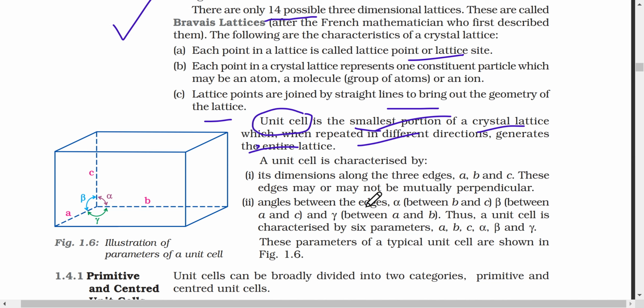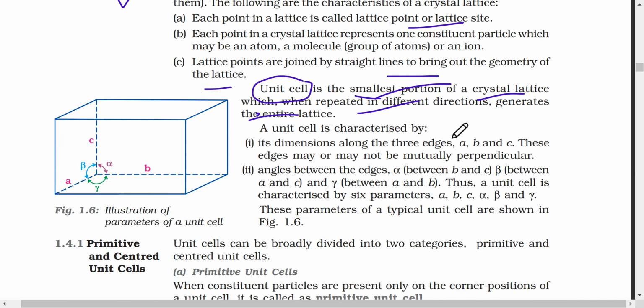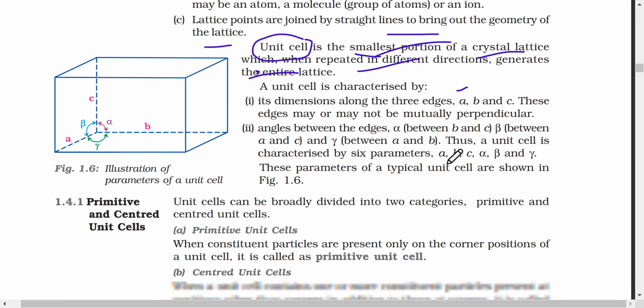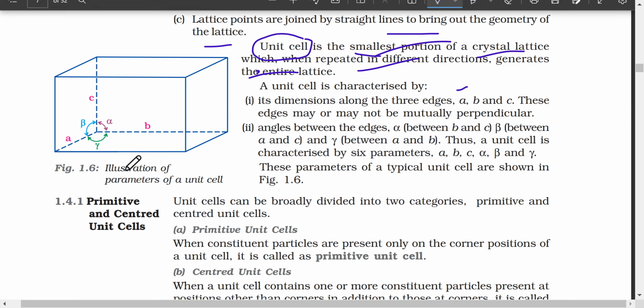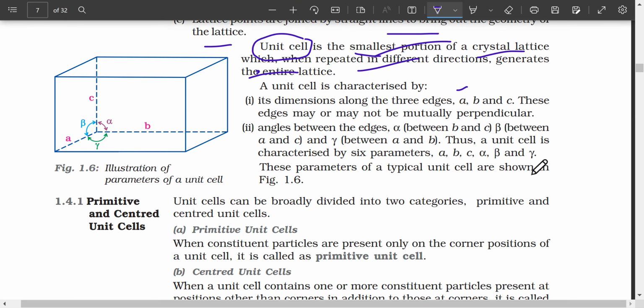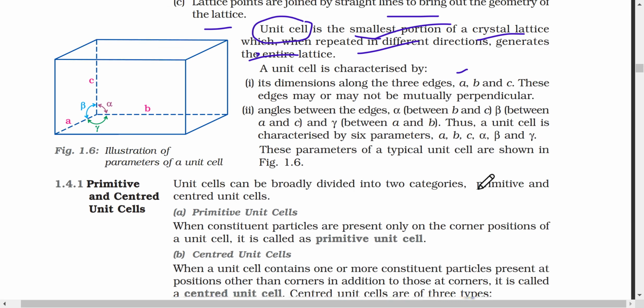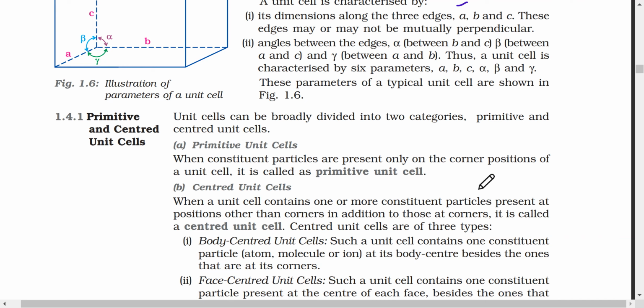A unit cell is characterized by its dimensions along the three edges. कैसे देखेंगे, इसका क्या characteristic है? You have a, b, c. ठीक है, यहाँ पे diagrammatically दिखाया हुआ है. They may be or may not be mutually perpendicular. You have angles between the edges alpha, beta and gamma. तो 6 parameters हो गए, lengths हो गए edges के और angles होंगे. These are shown over here.